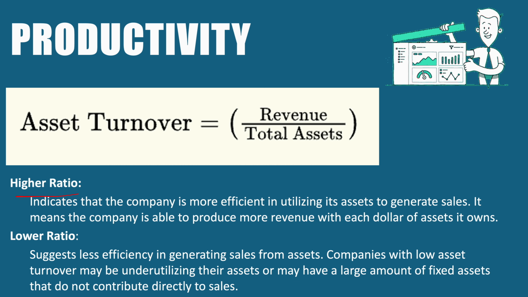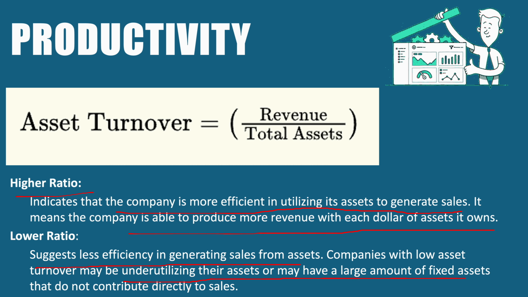A higher ratio of asset turnover indicates the company is more efficient in utilizing its assets to generate sales. It means the company is able to produce more revenue with each dollar of assets it owns. A lower ratio suggests less efficiency in generating sales from assets. Companies with low asset turnover may be underutilizing their assets or may have a larger amount of fixed assets that do not contribute directly to sales. So for example, as an industry owner, you have a big plot which is not being used for anything. So that is not contributing anything directly to the sales.